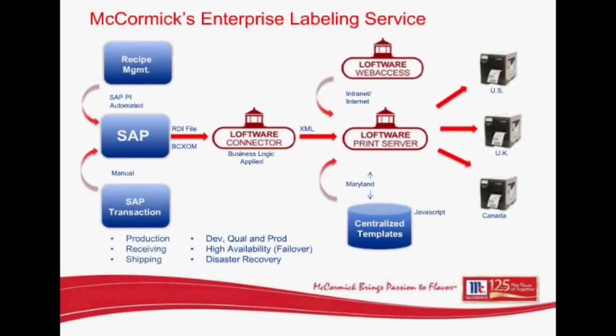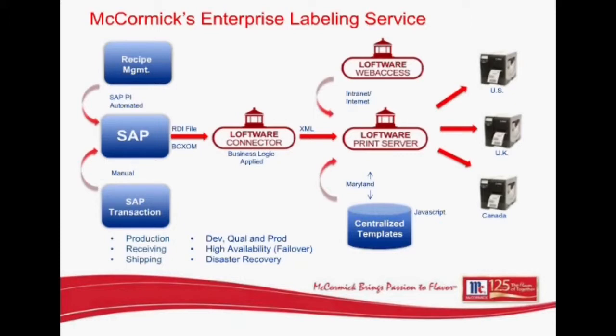When SAP receives a request for a label, either manually or through an automated process, data is extracted and put into an RDI file format. We extract about 150 pieces of information depending on the transaction. That data is then sent to the SAP connector via BCXOM. Once the data reaches the connector, business logic is applied before sending the data on to the Loftware print server.